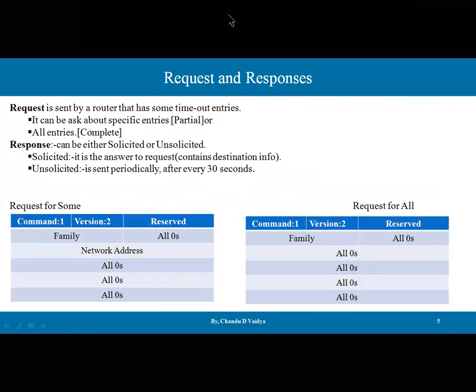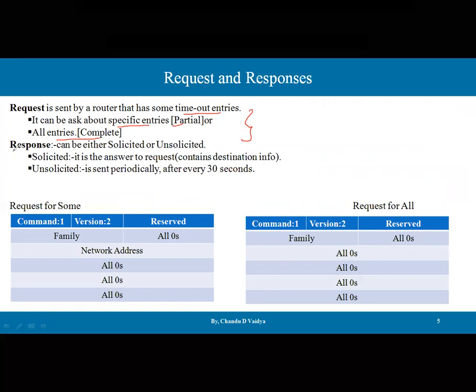Then there are two operations, the request and the response. What do we mean by request? The request is sent by a router that has some timeout entries. It can ask about specific entries, that is partial, or it can ask about the complete entries. Let's say a router wants updates from its neighbors, so it sends a message to the other router that I want some information from you. That information can be partial or complete.